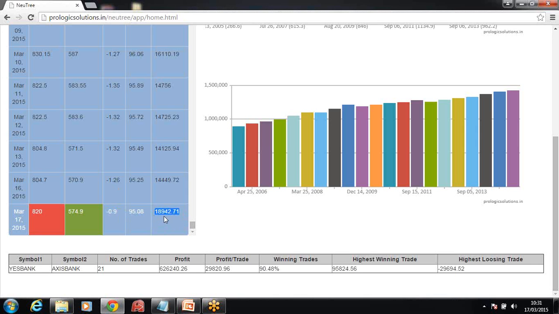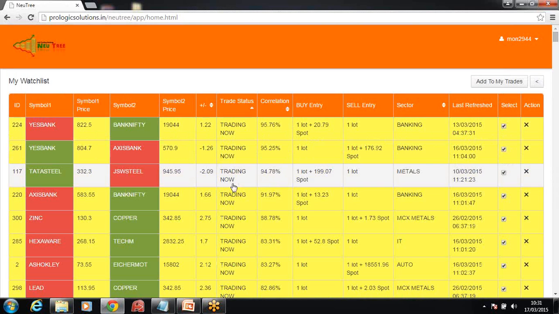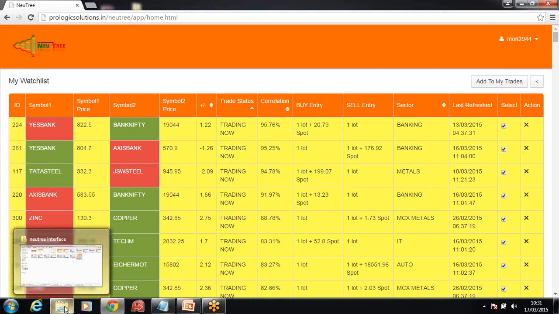So you have done this. 18,942 is your profit. Now what is my investment? How do we invest in these two scripts? You can see Yes Bank and Axis Bank. Here it is saying to buy one lot. So Yes Bank, you buy one lot. What is the margin requirement for Yes Bank? I'll come back to this.